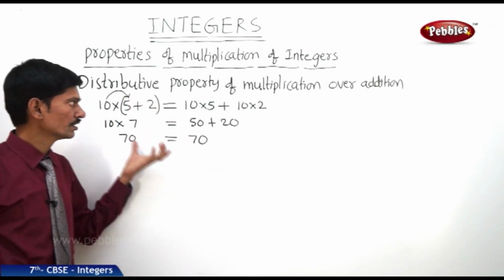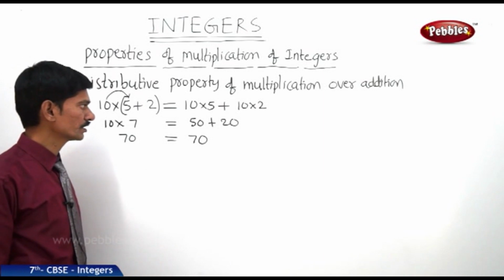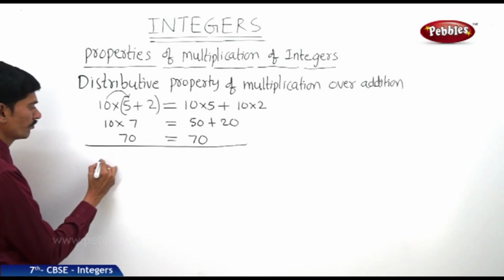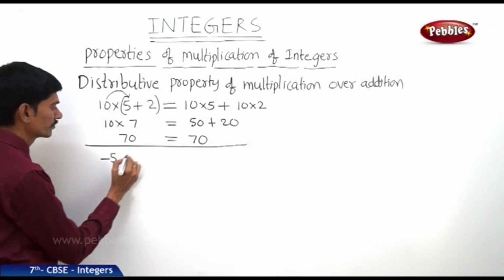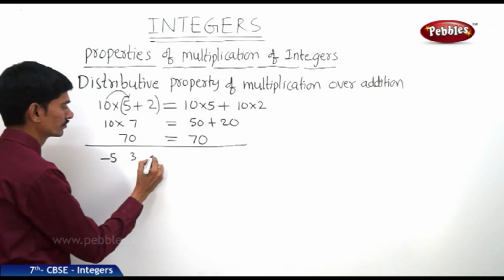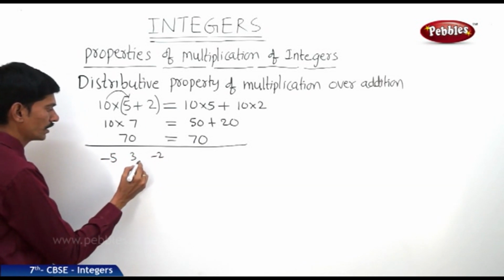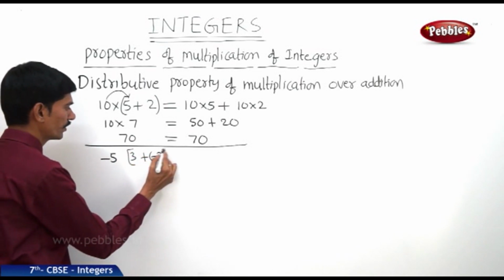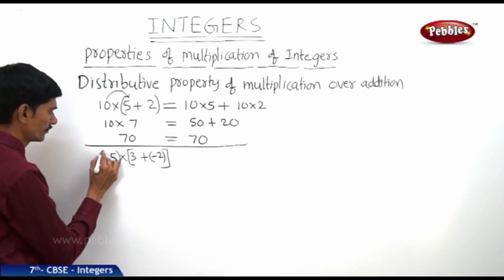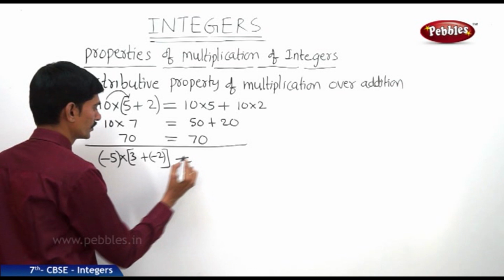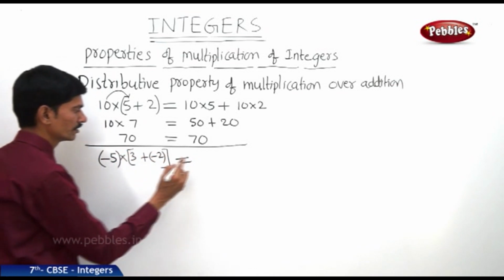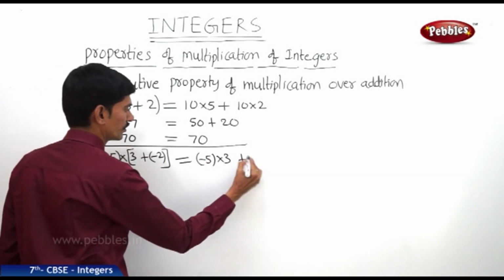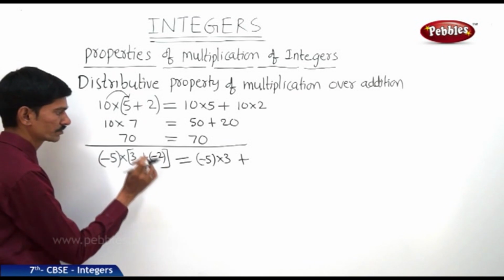Now let us check whether the statement is true in case of integers or not. So you will take any three integers, -5, 3 and -2. So first you will add 3 and -2. This sum is multiplied by -5. Now this equals to, here -5 is multiplied by 3, means -5 into 3, plus, again -5 is multiplied by -2.